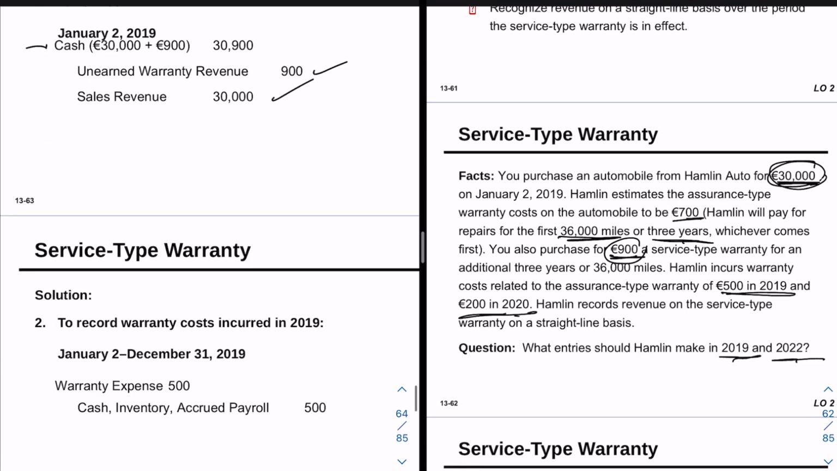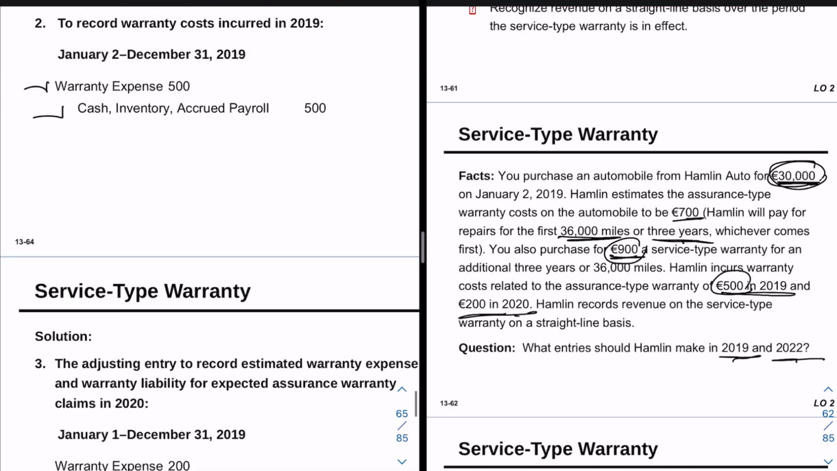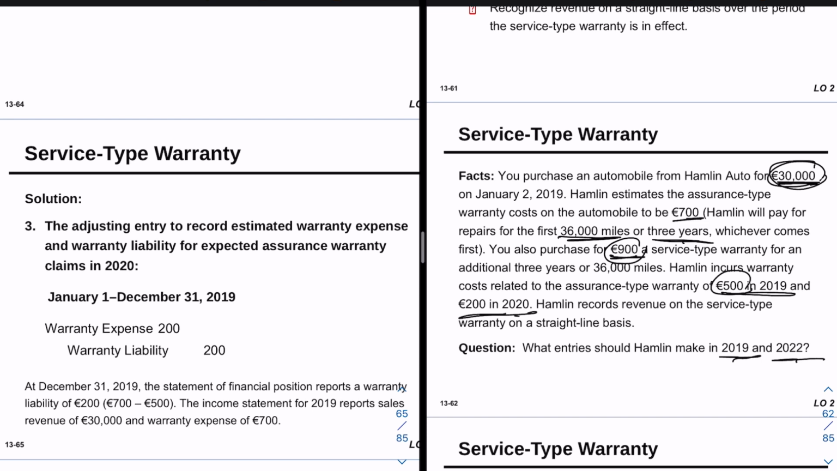Okay, and then from January to December 31, 2019, we've come back and asked to repair or fix that phone. So for the company, they will debit warranty expense and credit cash, inventory, accrued payroll, same as insurance type warranty. And here also the same thing: he was expecting that $700 would be the cost for the automobile, but in the first year we've only incurred $500. So 700 minus 500, you have 200 left. You will debit warranty expense, credit warranty liability.